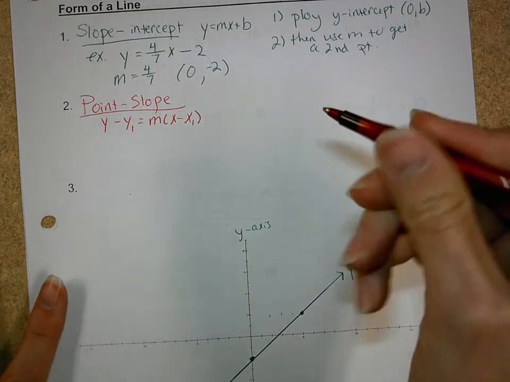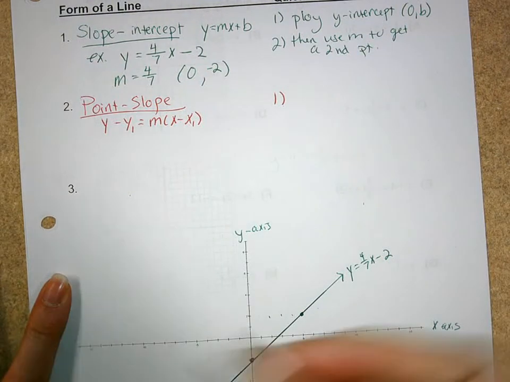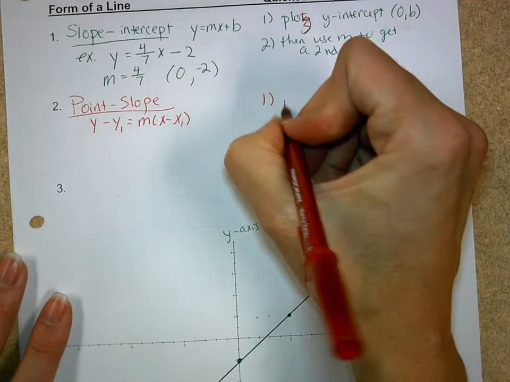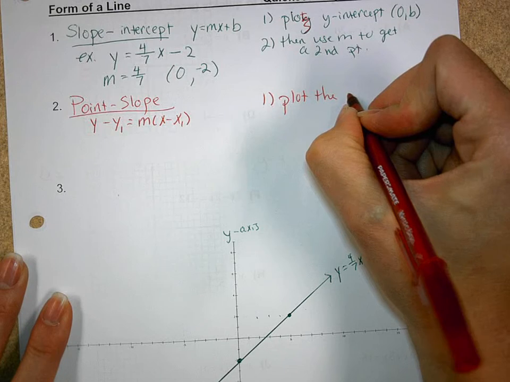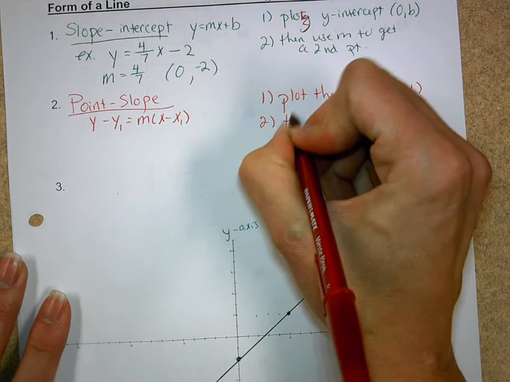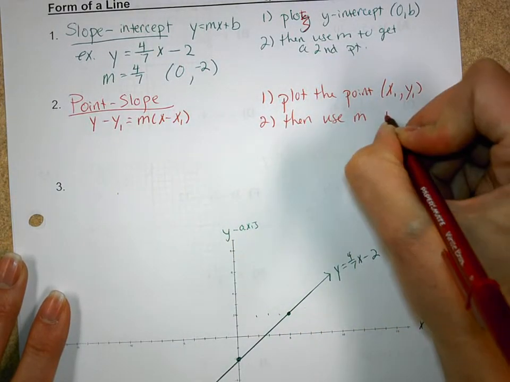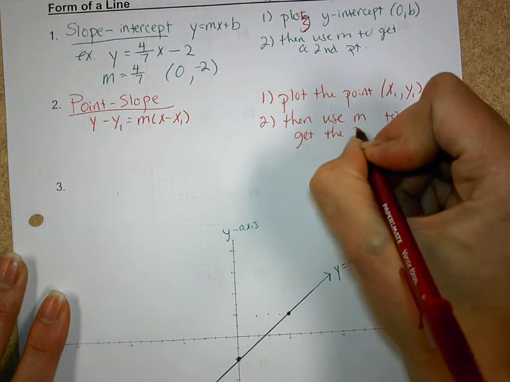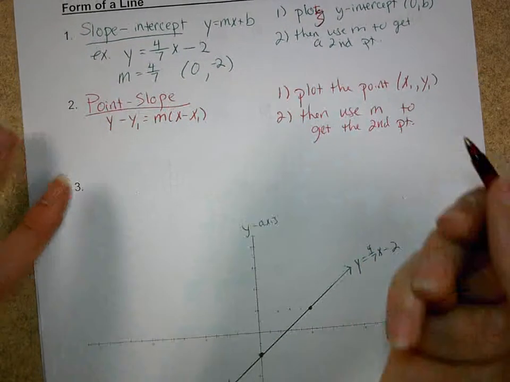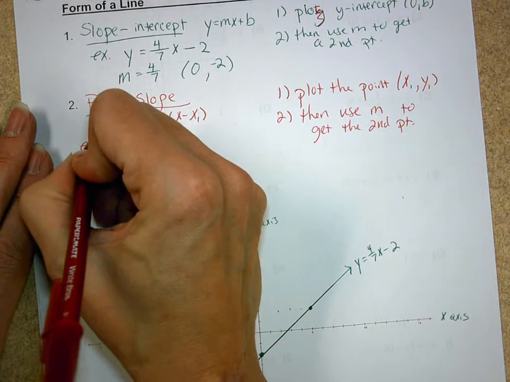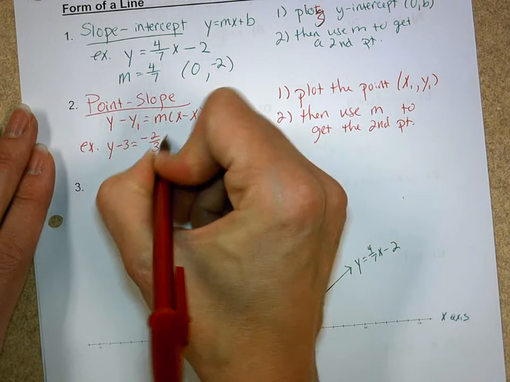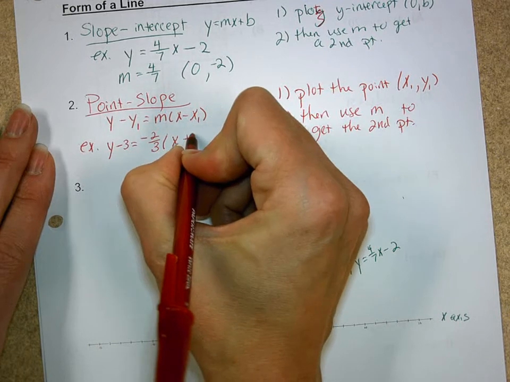Well, how do you plot this one quickly? Well, same way that you do slope intercept. You plot, just realized I had a typo there. Plot, not ploy. Plot the point (x1, y1), and then use the slope to get the second point. So we're going to have to pull out our point and our slope from our equation of our line. So let's use this one for our example here that we're going to graph: y minus 3 equals -2/3 times the quantity x plus 4.